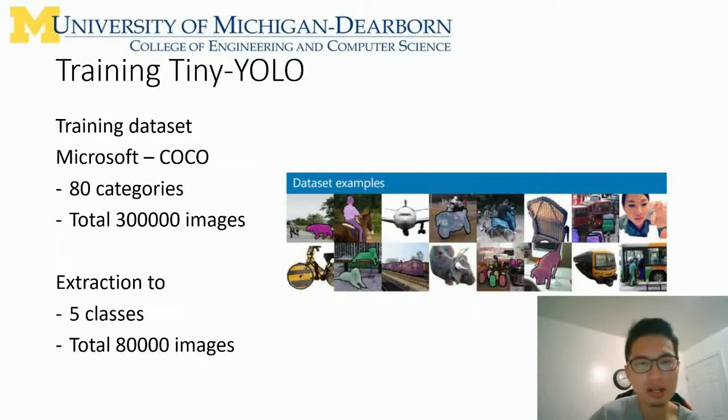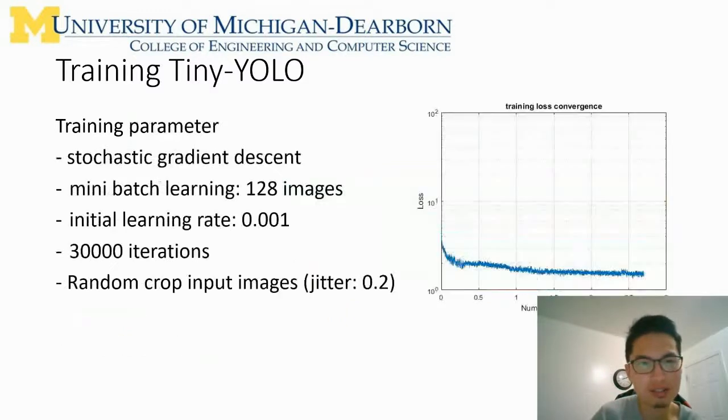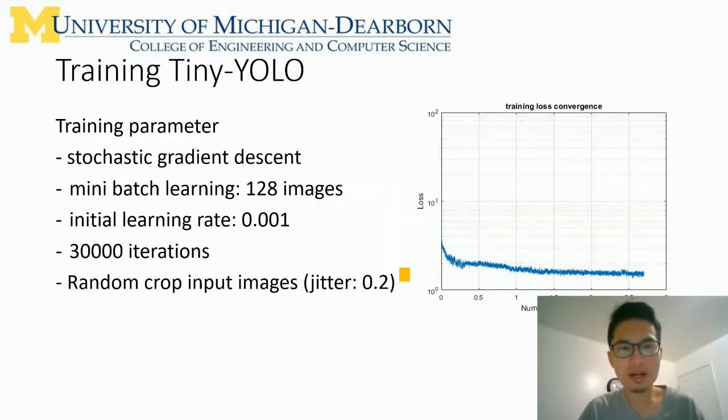For the training dataset, I use Microsoft COCO. It contains 80 categories of images or classes and a total of 300,000 images in the dataset. For my project, I extracted 5 classes with a total of 80,000 images. During training, I use stochastic gradient descent with mini-batch learning, and the initial learning rate is set to 0.001, with a total of 30,000 iterations and a decay ratio of 0.2.